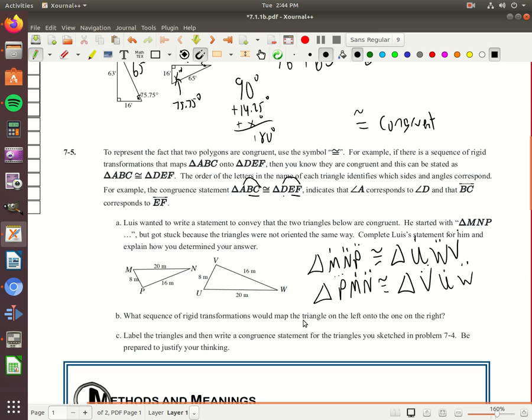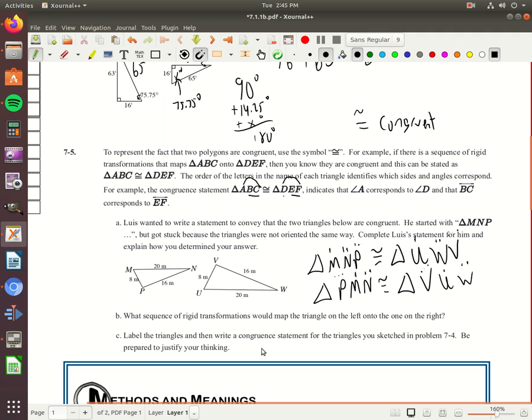Now, what sequence of rigid transformations would map the triangle on the left onto the one on the right? Well, it looks like I would have to reflect it so that the P moved over here, and then I could translate it down so that it would slide over. So reflecting and then translating it.